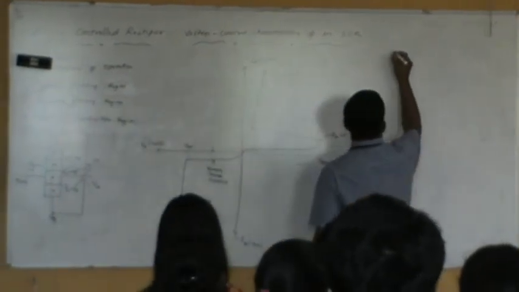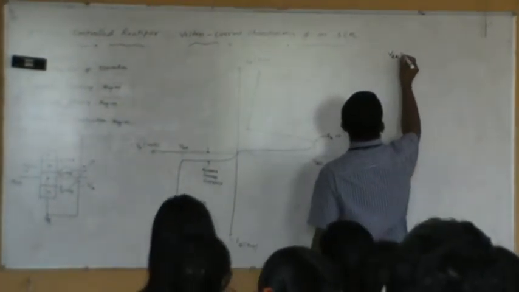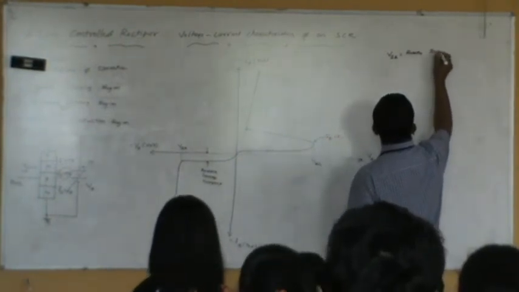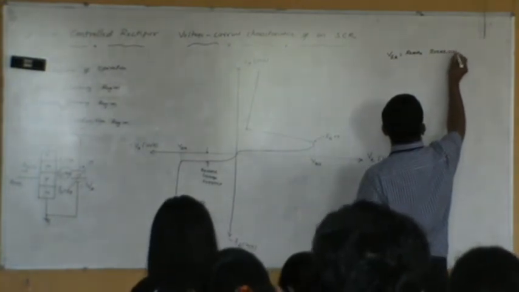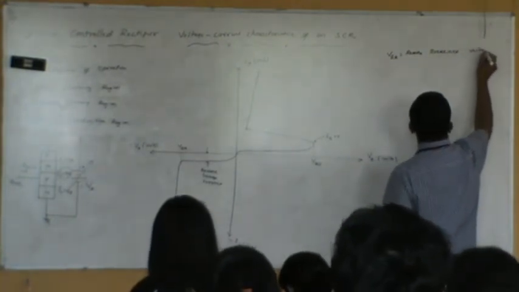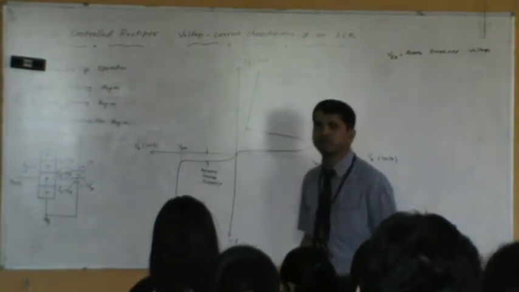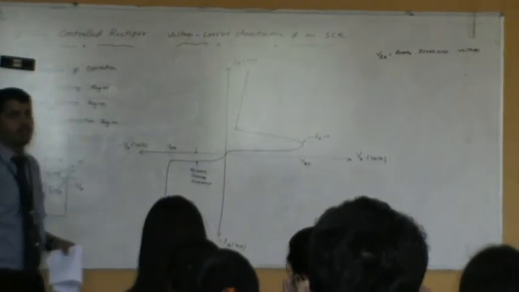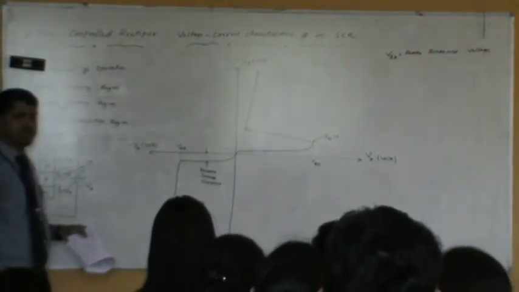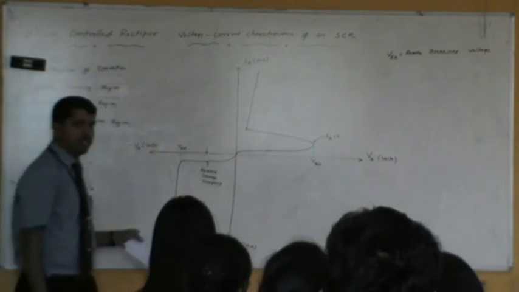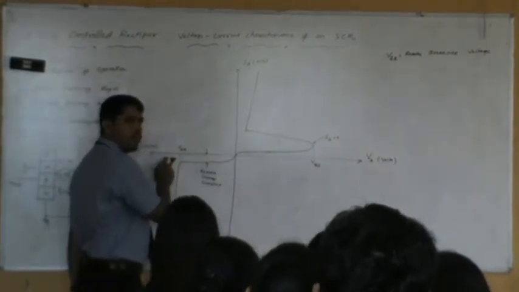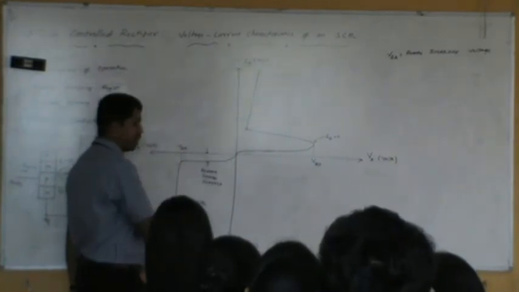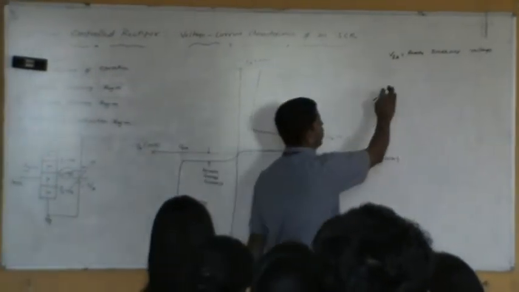All these are notations. VBR indicates reverse breakover voltage. How do you define reverse breakover voltage? It is the voltage applied between anode and cathode at which junctions J1 and J3 break down and large current will result. That's going to be the VBR, reverse breakover voltage.